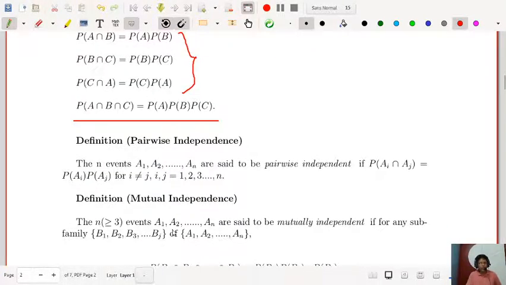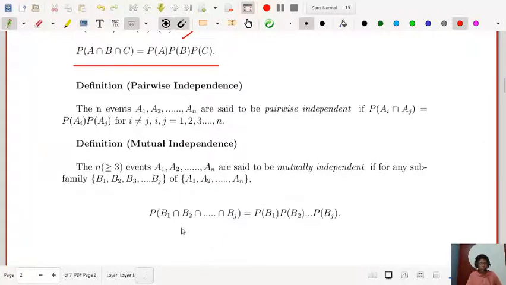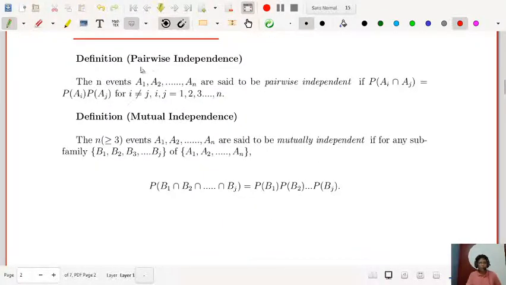So now we can generalize the concept. We can generalize the concept for pairwise independence. Let us define for n events A1, A2, ..., An, that they are pairwise independent if the probability of Ai intersection Aj is the probability of Ai into the probability of Aj, for i not equal to j, i, j equal to 1, 2, 3, ..., n. So this is called pairwise independence for n events.